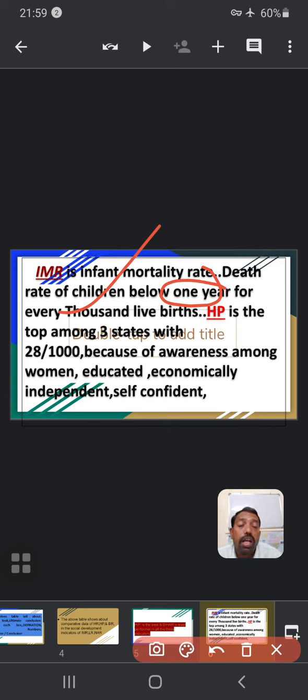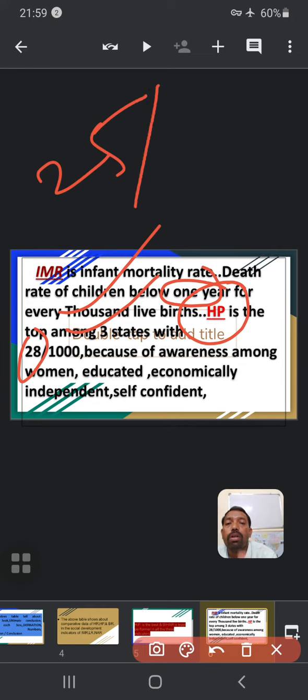What is next? Which is the best performer? Which is the least performer? Himachal Pradesh is the top among the three states. Here it is not 28, it is 25. Okay, remember. With a low infant mortality rate, Himachal is the best performer.